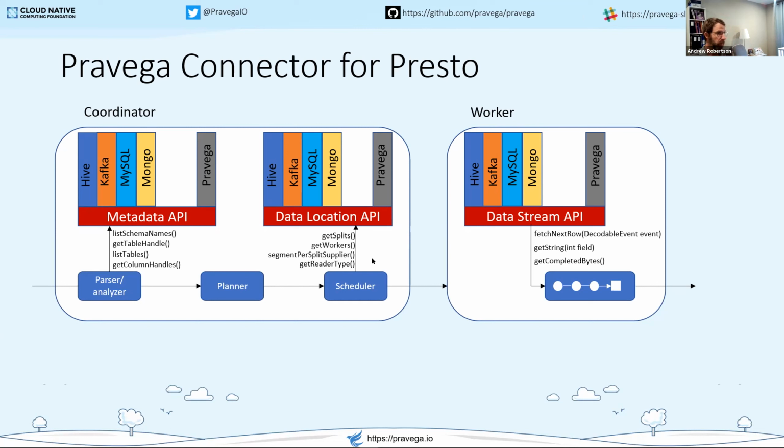Then there's the actual processing that happens on each worker for each split. Presto assigns a task, which is a split, and the worker runs it and asks us for data. That includes things like actually fetching the data for a row or an event, and returning values for a field when Presto asks for it. So these are the three main areas.